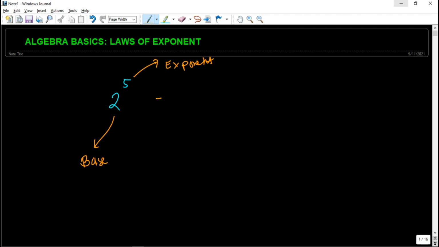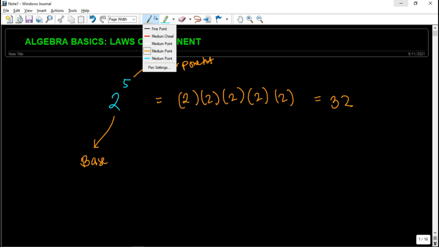Okay, so gagawin lang natin is that, for example, 2 raised to 5, multiply natin yung 2 to itself 5 times. Okay, so we have here 2 times 2, times 2, times 2, and times 2. So we have here 1, 2, 3, 4, 5. Okay, 2 times 2, 4, times 2, 8, times 2, 16, times 2, that is 32. So this is now the power. Okay, ito yung power natin.